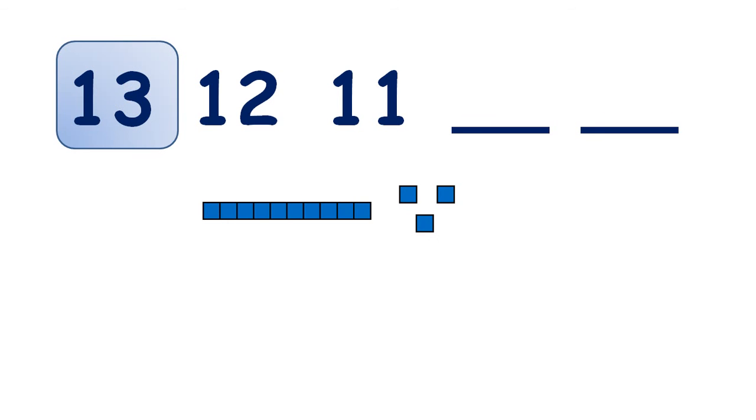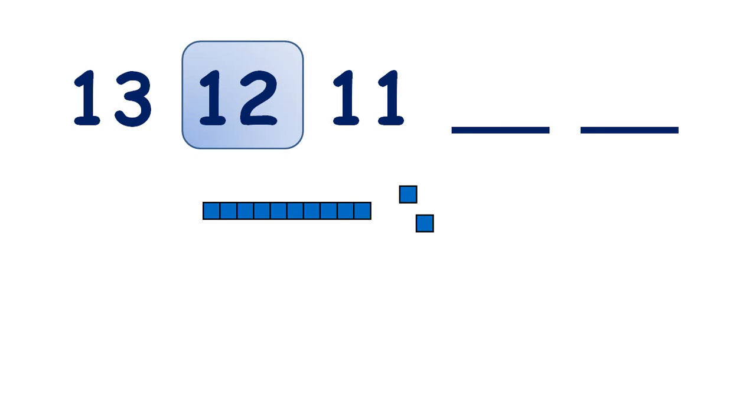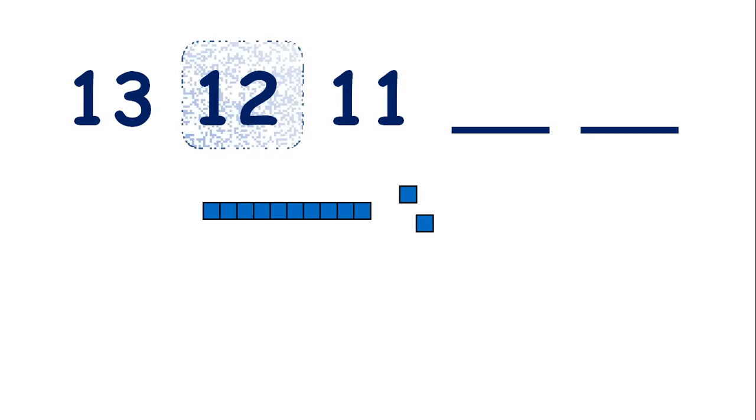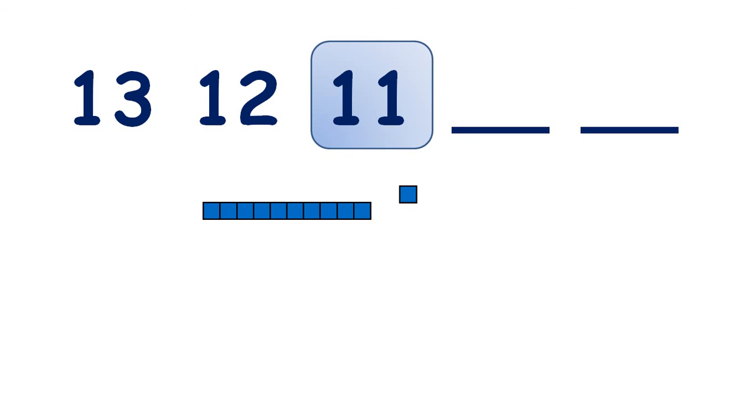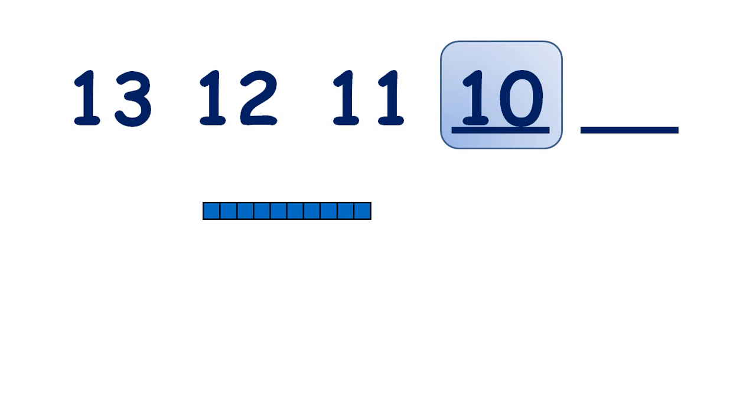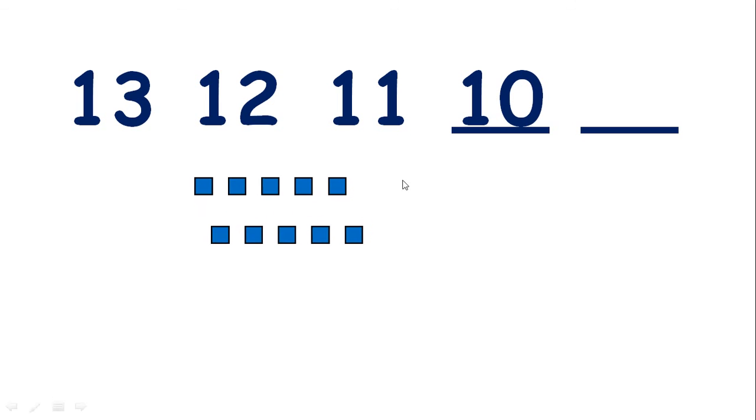Now we have 13, 12, 11. So we start with 13, subtract 1, and we get 12, subtract another 1, and we get 11. So what comes next? Well, the number before 11 is 10. Now to count backwards, I need the number before 10. So let's show this by breaking up our tens block so that we can take one away, and we can see that if we counted those up, we have 9 left.